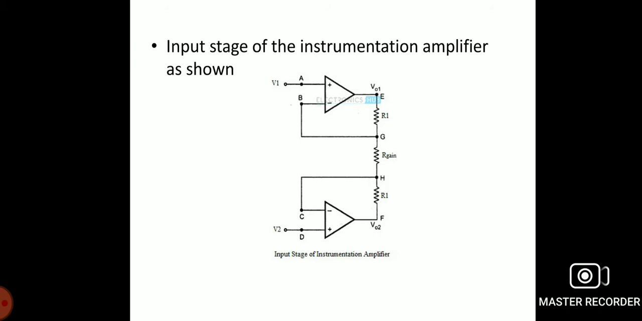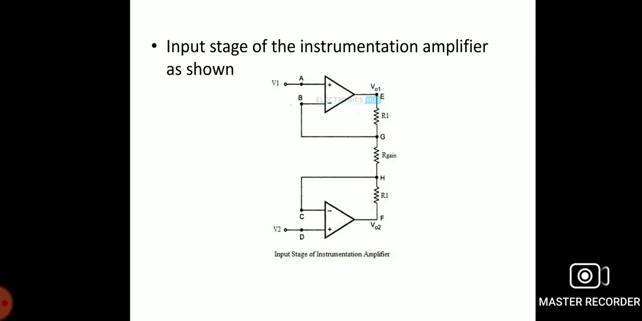The potential at node A is the input voltage V1. Hence the potential at node B is also V1 from the virtual short concept. Thus the potential at node G is also V1. The potential at node D is the input voltage V2. Hence the potential at node C is also V2 from the virtual short. Thus the potential at node H is also V2.